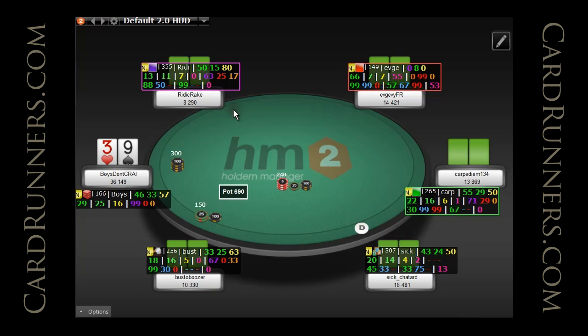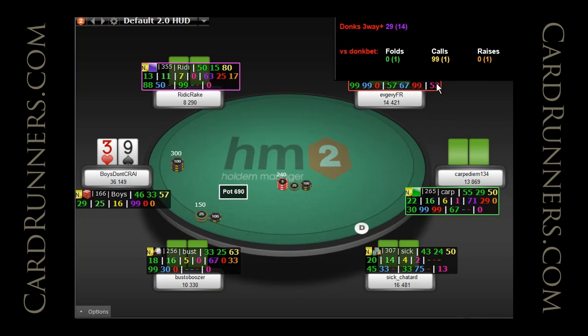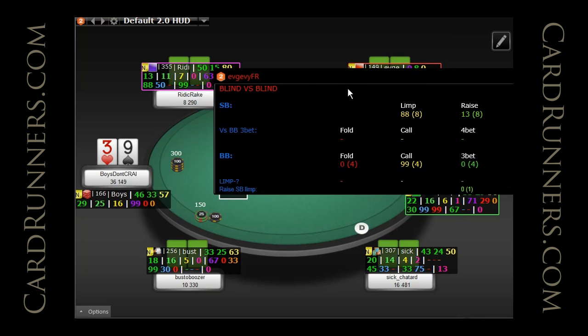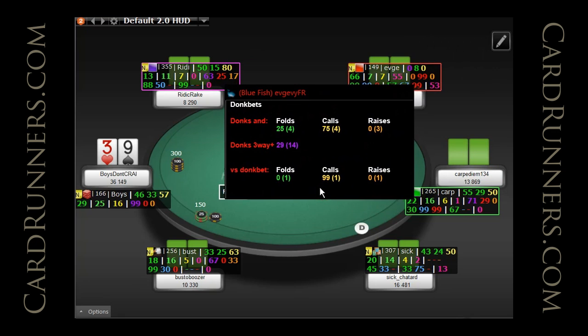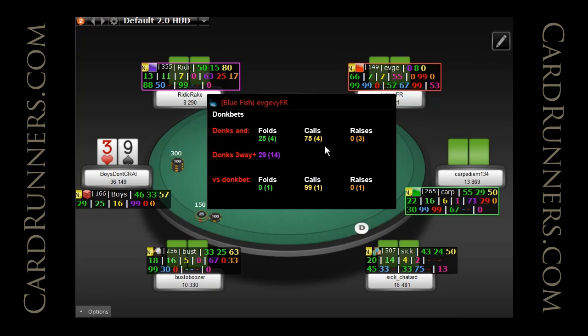It's partially because I play a lot on French sites, and French players love to donk bet. It is really helpful, for me at least, to easily find out how often people donk bet, but more importantly, what they do when you raise them. Let's look at this guy, for example. He donks 53% of the time. That's just the overall donk bet. It could be multi-way, it could be heads up, it could be whatever.